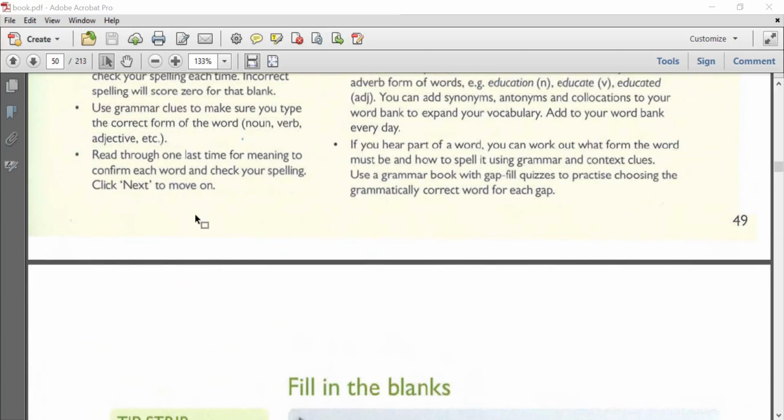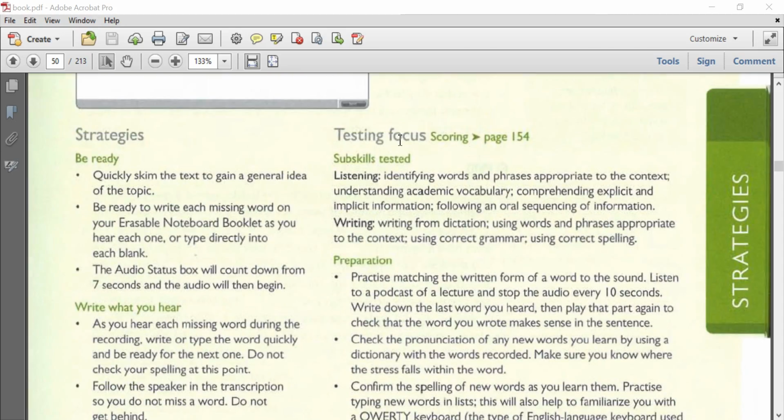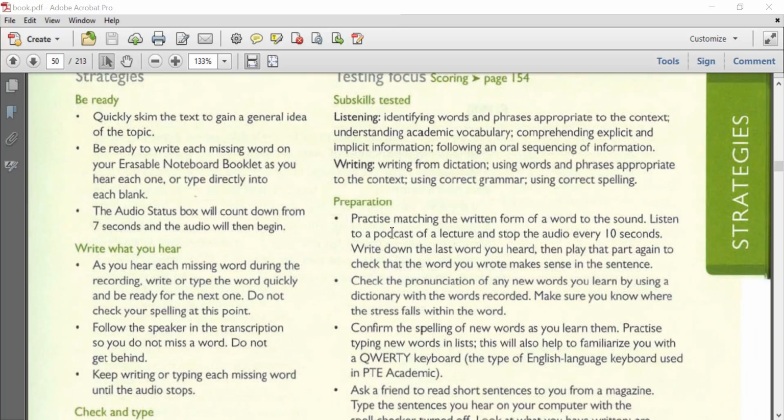បាទ Skill tested គឺ listening ជាមួយនឹង writing ដែល listening ហ្នឹងគឺ identify words and phrases appropriate to the context, understanding academic vocabulary, comprehending explicit and implicit information, following an oral sequencing of information ហើយ writing គឺ writing from dictation using words and phrases appropriate to the context, using correct grammar and correct spelling.